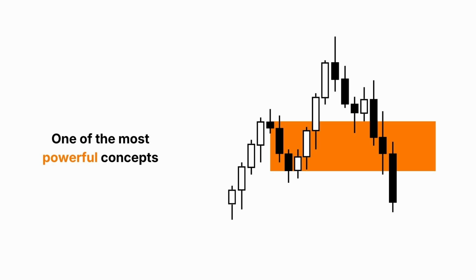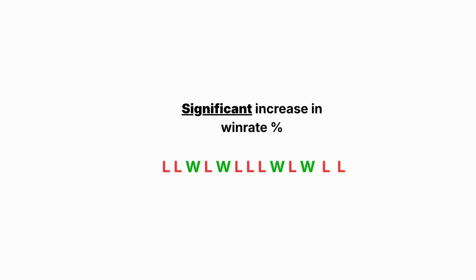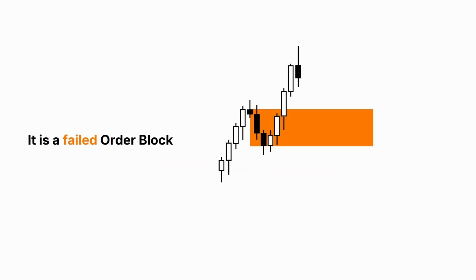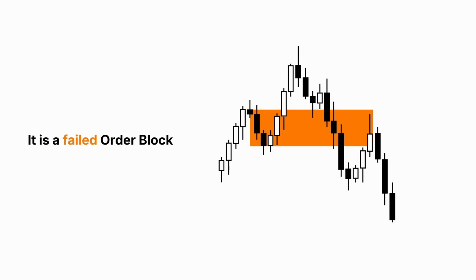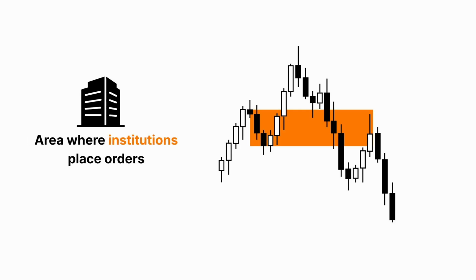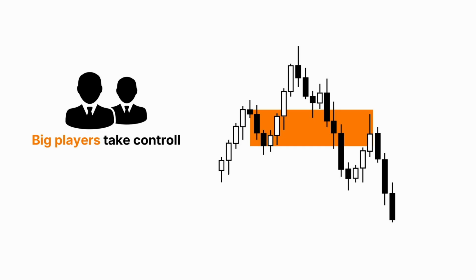Breaker block is one of the most powerful concepts in trading, and it can significantly increase your win rate. Breaker block is an area that used to be an order block, but got invalidated and it became a breaker block. Breakers are so powerful because it is an area where institutions place significant buy or sell orders, and invalidating such an area shows us that the big players want to change the direction where the price is going.